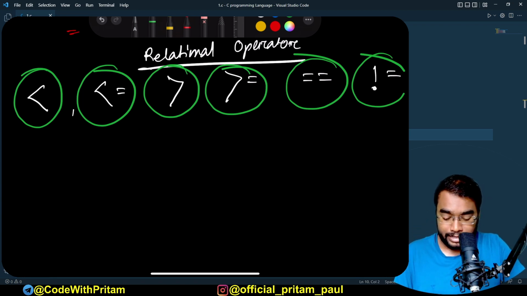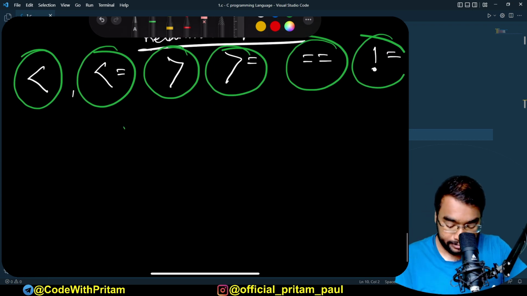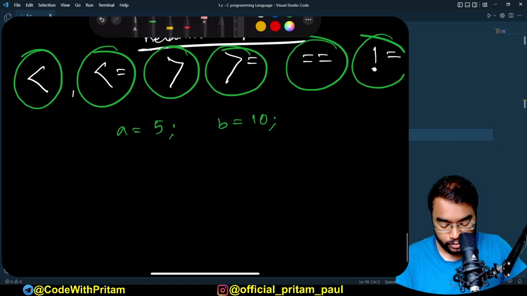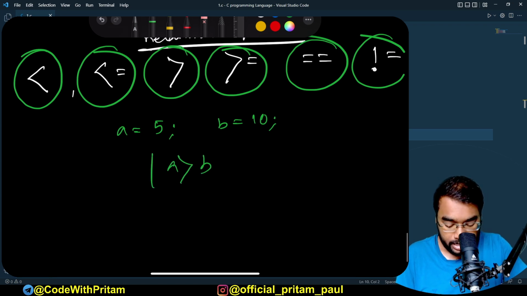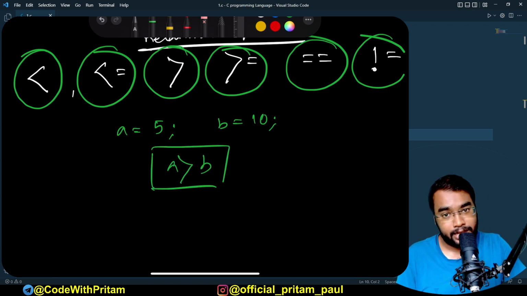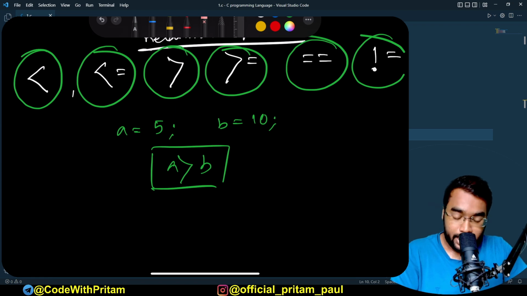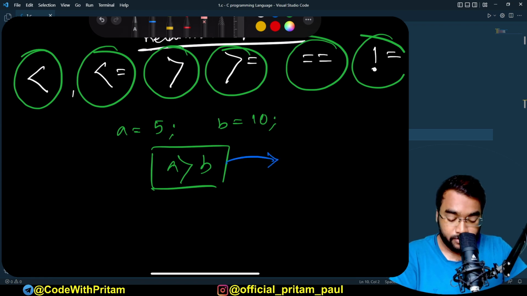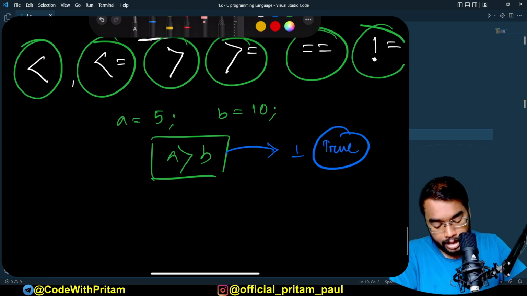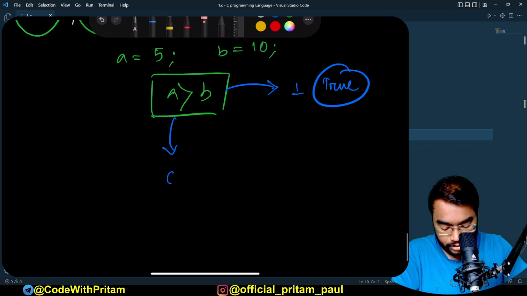For example, if I write a equal to 5 and b equal to 10, and then I write a greater than b, that means we are defining the relation between a and b. Now the question is what this expression will return. It returns 1 when true, and it returns 0 when false.